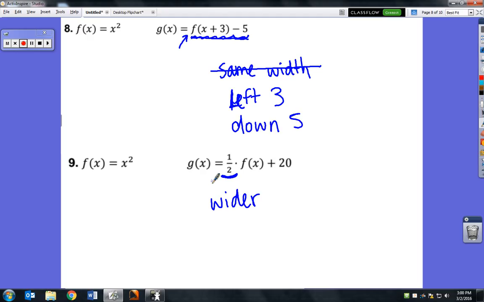Then I need to look at what's inside the parentheses. There's nothing being added or subtracted, so that means that my graph is not shifting to the left or to the right. Then I'm going to look at the end. This plus 20 is my k value. It's telling me that I am going to go up 20.